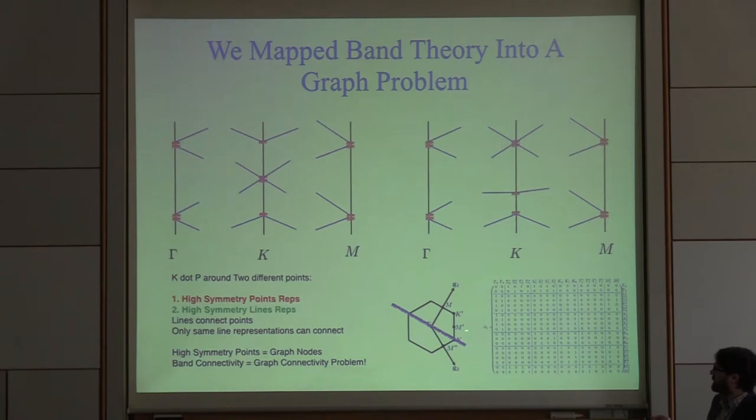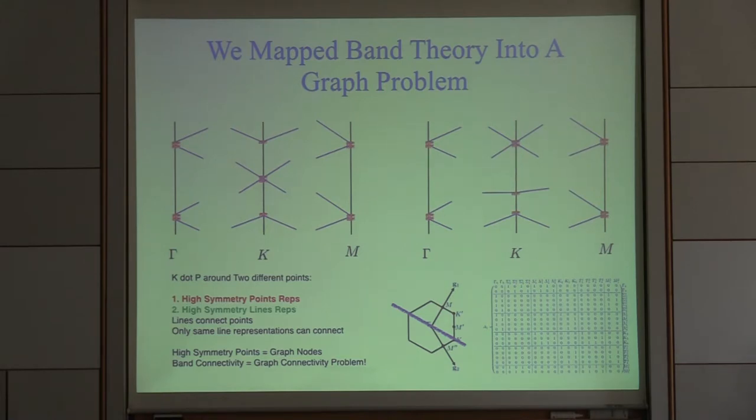If you map the high symmetry points to nodes in a graph, and then you say that there's an edge between high symmetry points if the representation coming out of this line can connect to the representation coming out of this line. So for example, if I had representations 1, 2, and 3 here, and I would put nodes gamma and k, there would be no way to connect between this gamma and k representation, because this would be 1, this would be 2, this would be 3. So I would have all 0.